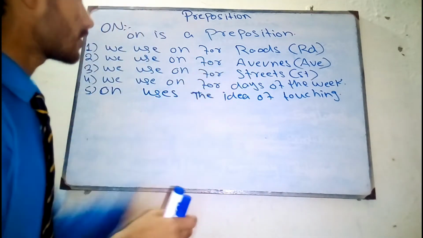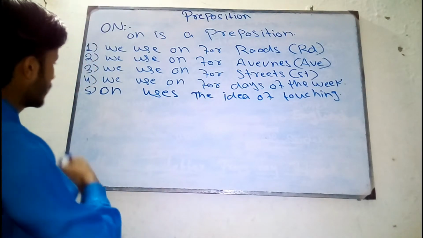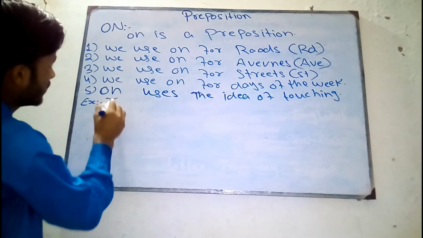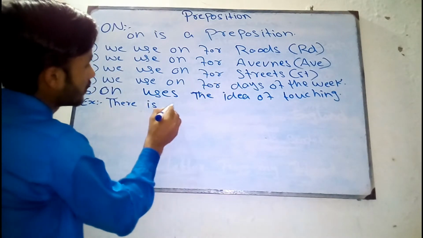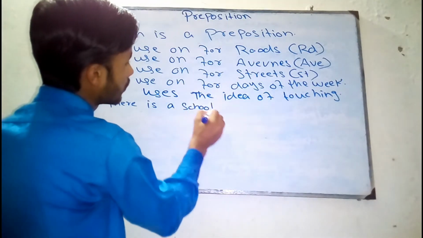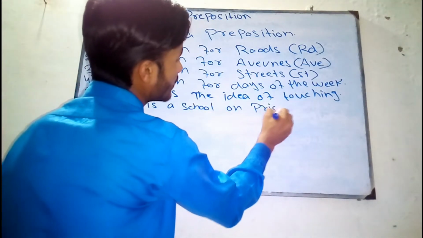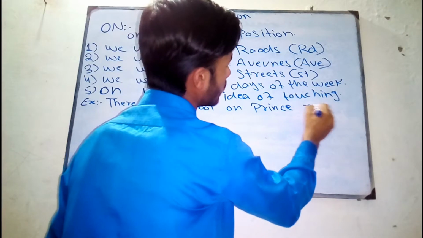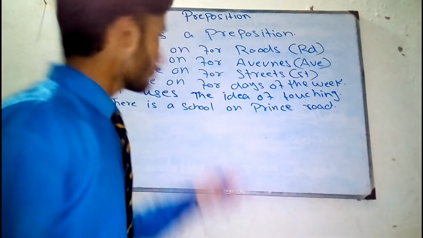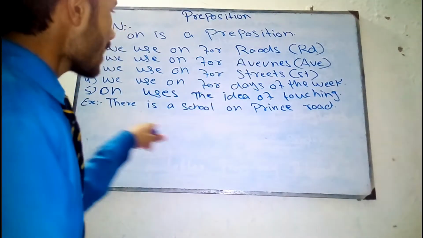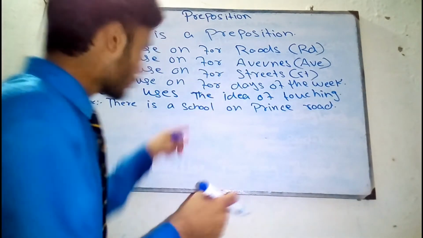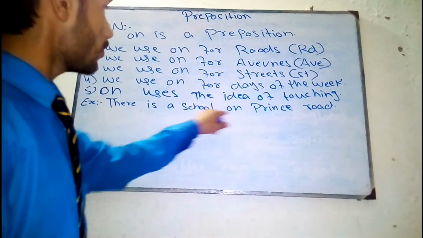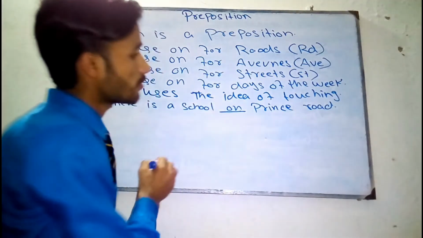So now I am going to give you one example for each. For the first, roads: there is a school on Prince Road. As I told you, we use "on" for roads. Here I am talking about a school that is located on the road or near the road. So there is a school on Prince Road. So we used "on" here.